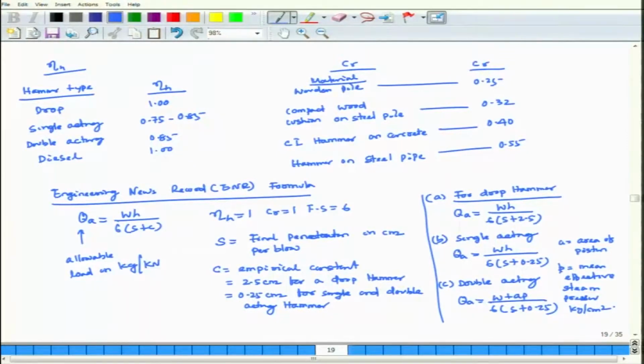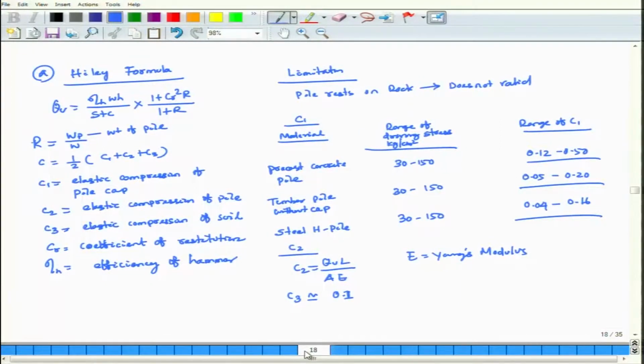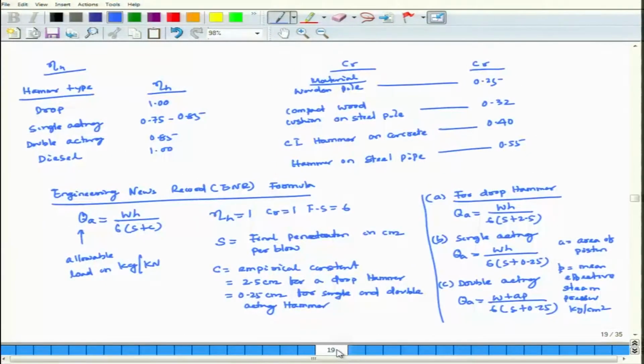Actually it has been modified by the Engineering News Record formula, ENR. What they have considered: eta H is 1, C R, the coefficient of restitution, is 1, and the factor of safety is 6. If you compare it with the Hiley formula, that gives the ultimate capacity, whereas here it is the allowable capacity: W H divided by 6 into S plus C. S is the final penetration in centimeter per blow, and C is an empirical constant, equal to 2.5 centimeter for a drop hammer and 0.25 centimeter for single and double acting hammers. Then Q A has been calculated for drop, single acting and double acting hammers.